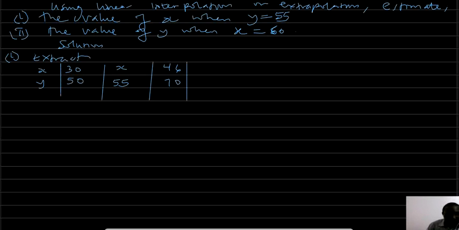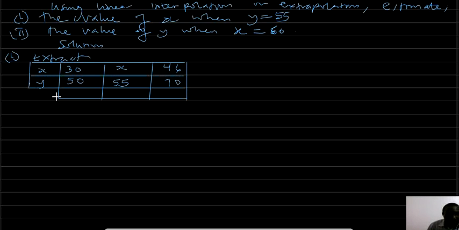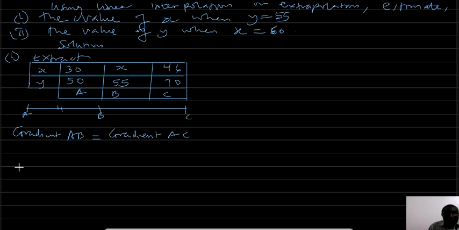You should also remember the note which we had, that linear interpolation and extrapolation use the idea of gradients. I'm going to have points A, B, C. I'm going to assume these points are on a straight line. If I call this point A, point B, point C, the gradient between AB is equal to the gradient between AC. So I have grad AB is equal to gradient AC. We know that gradient is change in y over change in x.